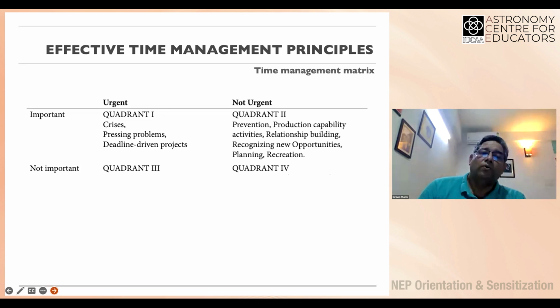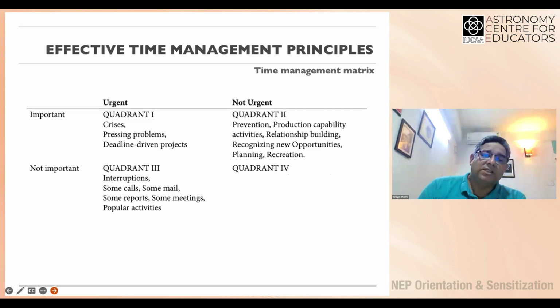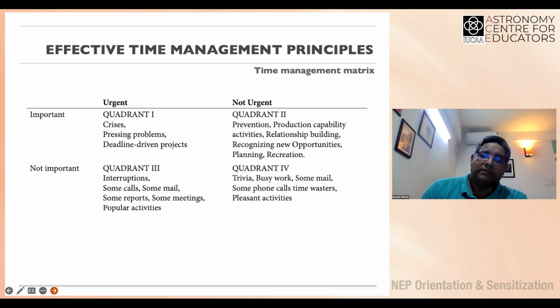And then quadrant two, which is important but not urgent, has things like prevention, production capability activities, relationship building, recognizing new opportunities, planning, and recreation. These are not urgent, but they are important. You can put them into quadrant two. And third is not very important, but urgent. For example, interruptions, some calls, some emails, some reports, some meetings, some popular activities. These seem like very urgent things, but they are usually not very important. And the fourth quadrant is not important and not urgent. For example, trivia, busy work, some emails, some phone calls, time wasters, or pleasant activities.